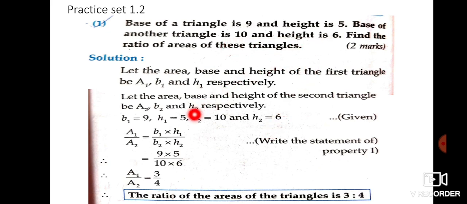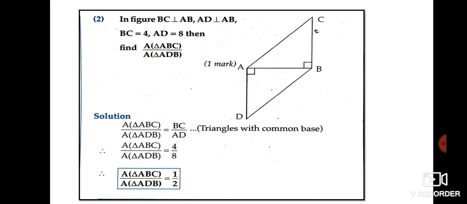Now let's find the areas. Area of the two triangles, A1 upon A2, is equal to B1 into H1 upon B2 into H2. Let us substitute the formulas, multiply and get the answers. Since we have been asked to calculate the ratio of the area of these two triangles, we need to write the answer as 3:4. Let us go to the next question.